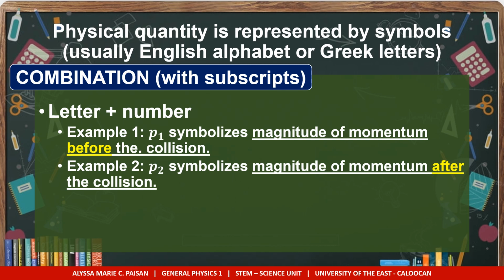Our keywords here are the before and after. In physics, we study changes. When something changes, there is an initial condition and a final condition. In other words, changes involve a before and, of course, an after. Usually, number 1 as subscript denotes the physical quantities involved before the change, while number 2 as subscript represents the physical quantities involved after the change.